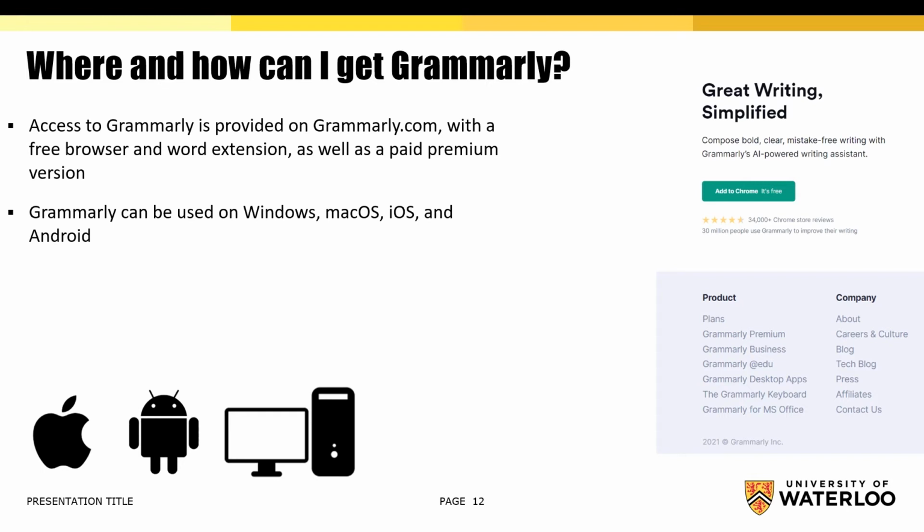Where and how can I get Grammarly? Access to Grammarly is provided on Grammarly.com with a free browser and Word extension, as well as a paid premium version. Grammarly's Chrome version can be added directly from the home page of Grammarly.com. Scrolling to the bottom provides the download option for the Microsoft Word plugin as well. Grammarly can be used on Windows, Mac, iOS, and Android operating systems.